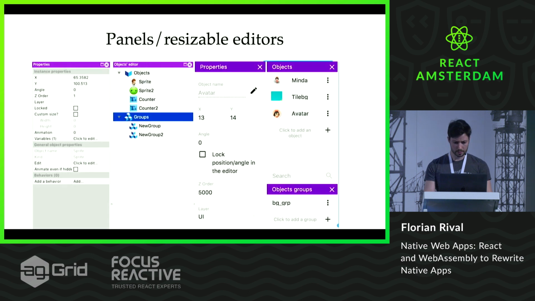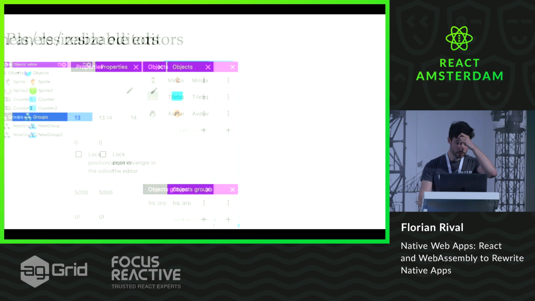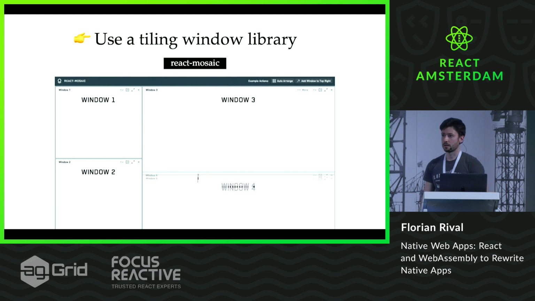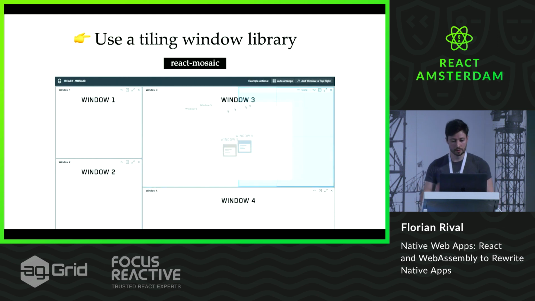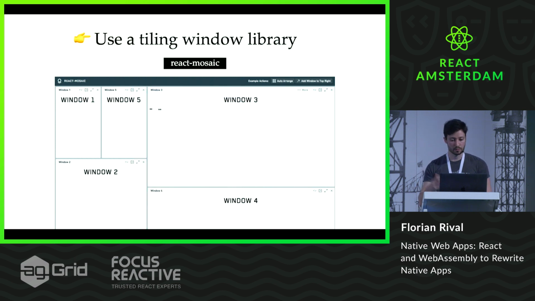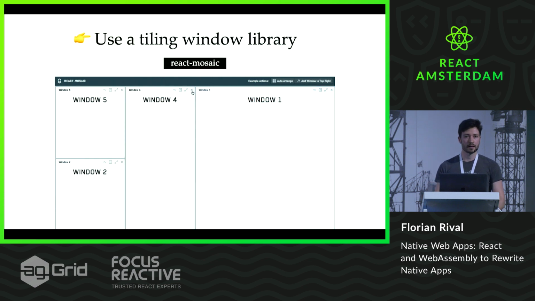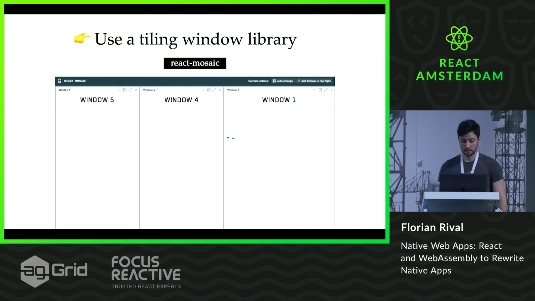Next change was that I wanted to have panels and resizable editors. As it's a game engine, people like to customize their workspace. They want, for example, to move the property grid that is on the left to the right of the screen, or even to another screen. So I was looking for a solution in the React world, and turns out that you can use tiling window libraries, like, for example, React Mosaic. So just try it. It's super efficient, and basically, out of the box, you have windows that you can move on the screen. Internally, it's using React drag and drop, and it's super efficient.